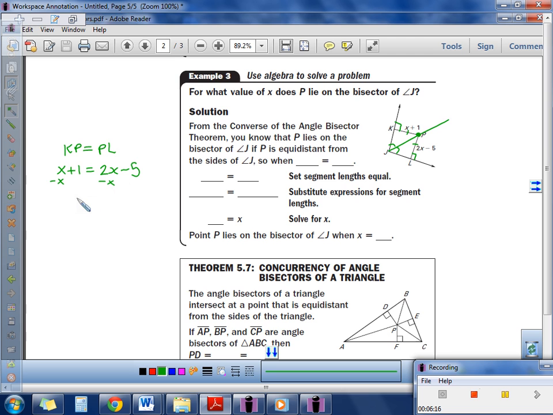Subtract x is the good first step. I'm left with that canceled, and 2x minus 1x is still 1x, or just x. Get x alone by getting rid of this minus 5, so do the opposite. And 1 plus 5 is 6. X is 6. Does that answer the question? For what value of x? Did we answer that? Yes, we answered that question.